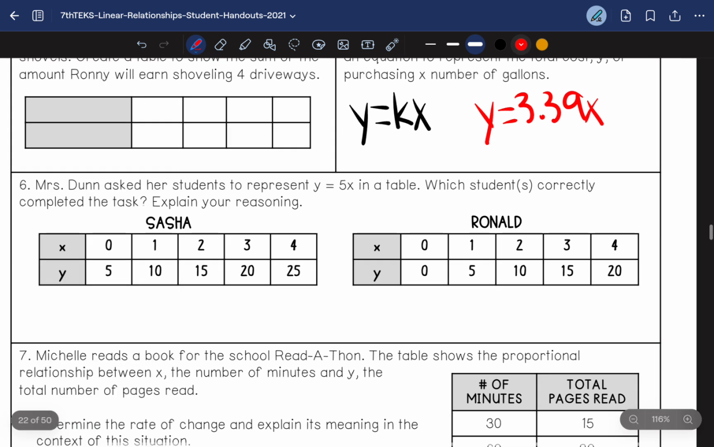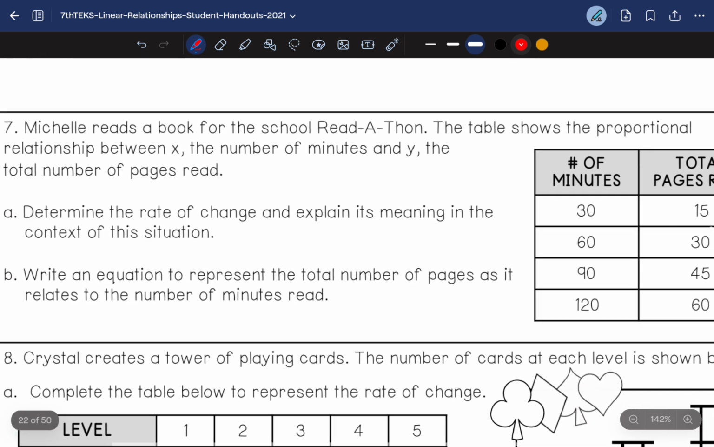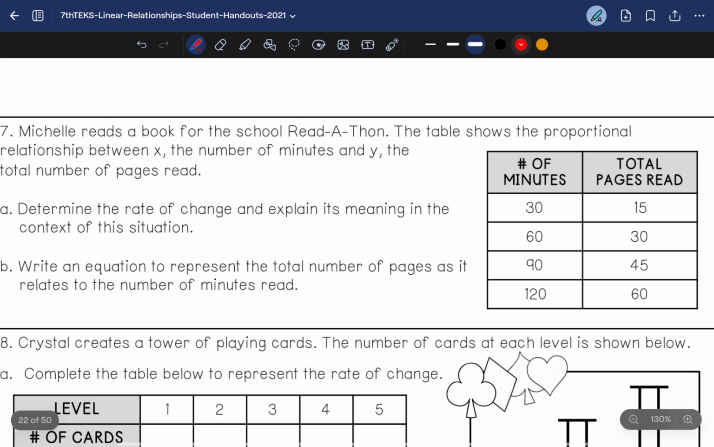We are not going to do number 6. We're going to skip to number 7. Number 7 says Michelle reads a book for the school readathon. The table shows the proportional relationship between X, the number of minutes, and Y, the total number of pages read. Part A, determine the rate of change and explain its meaning in the context of the situation.